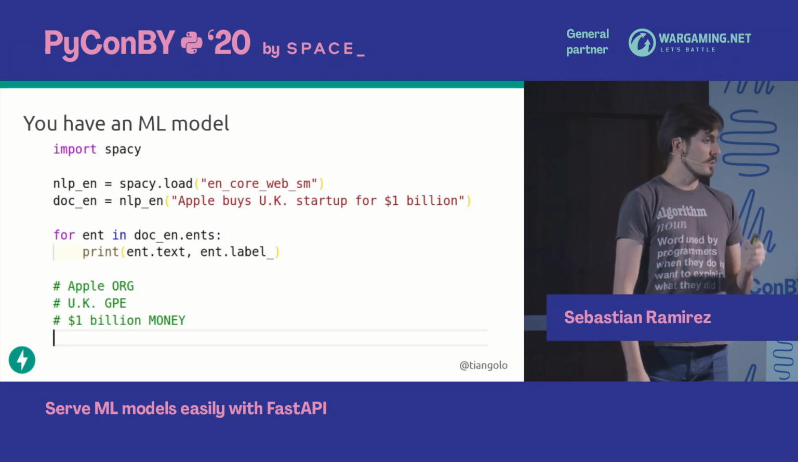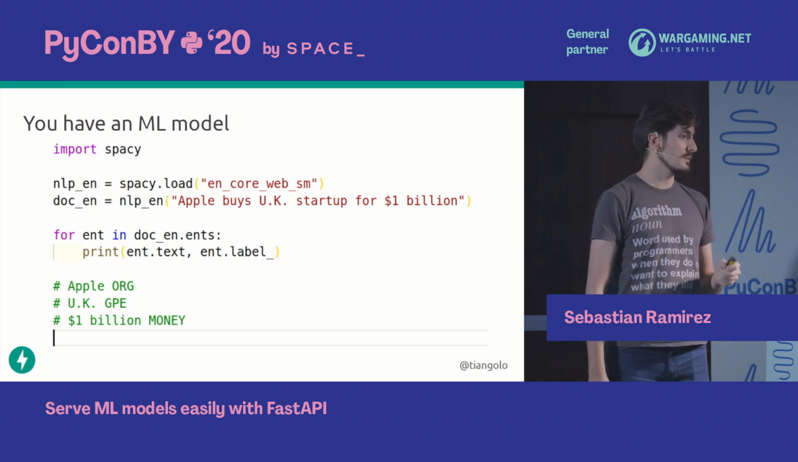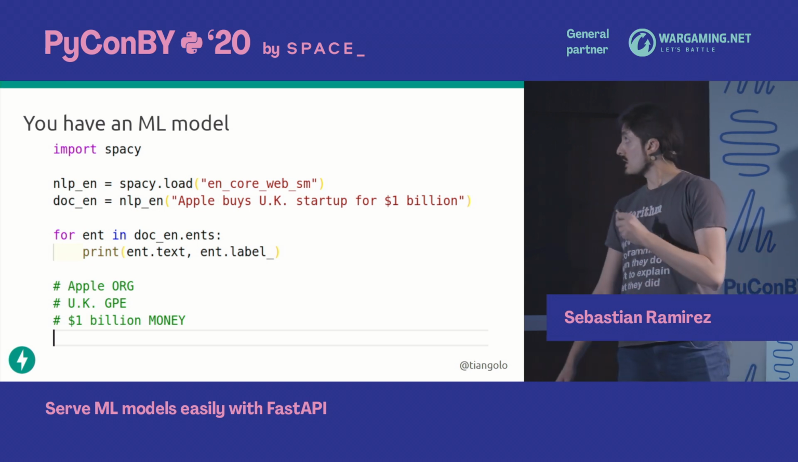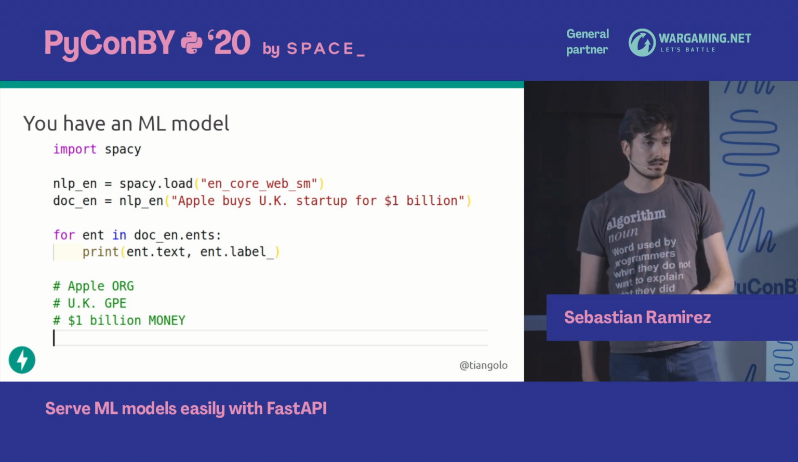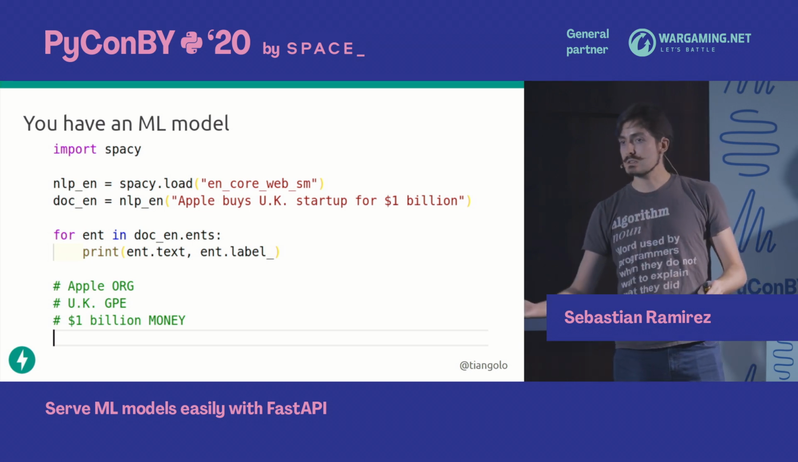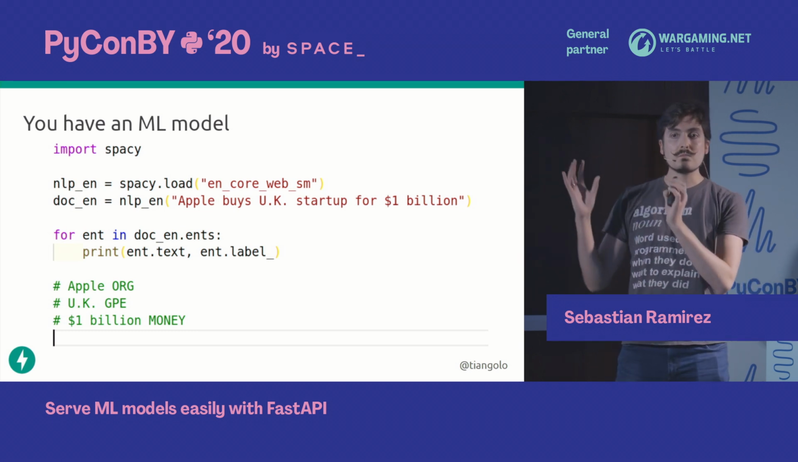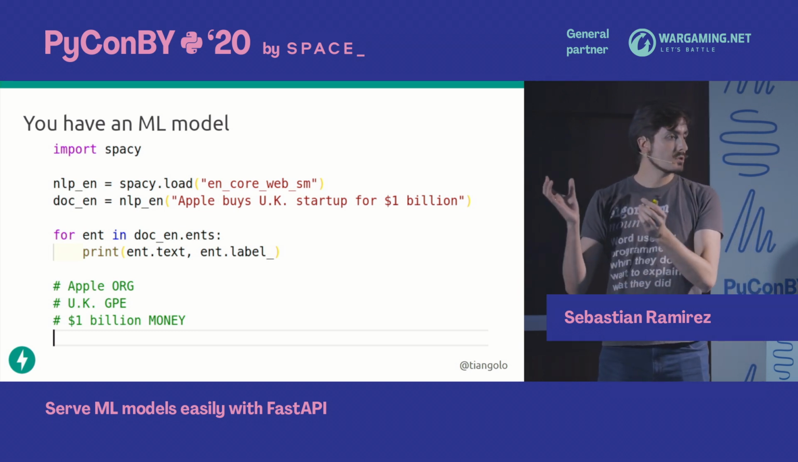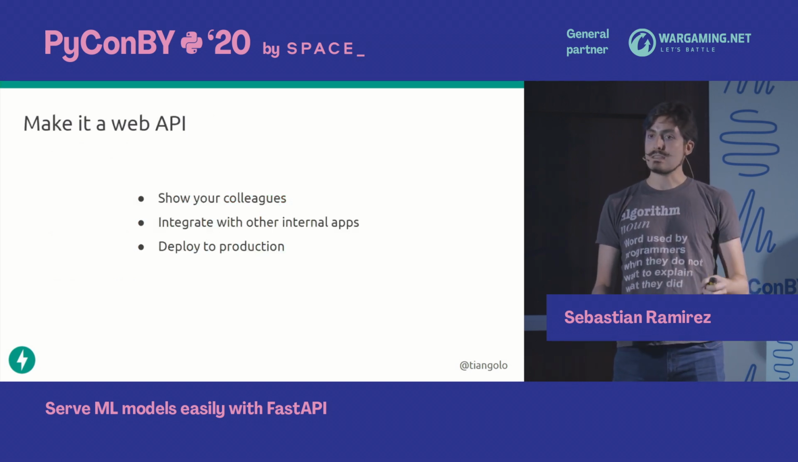So let's say that you have a model. Let's say that you have a spaCy model, and you're doing natural language processing. So you are reading some text and you're extracting the entities in the text. This is very simple. You could be reading images, or some binary files, but you're taking some input data, you're generating some predictions with your model. And then you need to make it a web API.